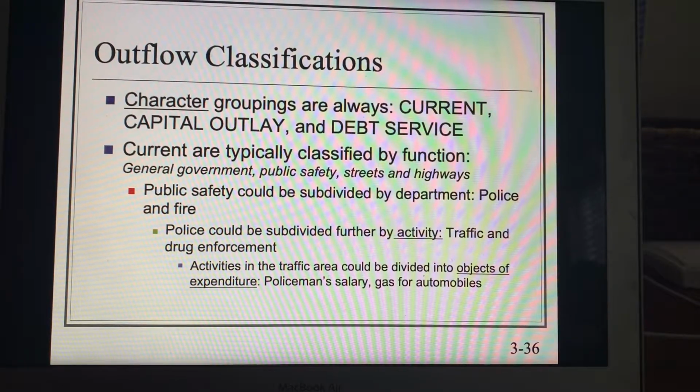Outflow classifications. Character groupings are always current, capital outlay, and debt service. Current are typically classified by function: general government, public safety, streets and highways. Public safety could be subdivided by department, police and fire. Police could be subdivided further by activity, traffic and drug enforcement. Activities in the traffic area could be divided into objects of expenditures: policeman's salary, gas for automobiles.